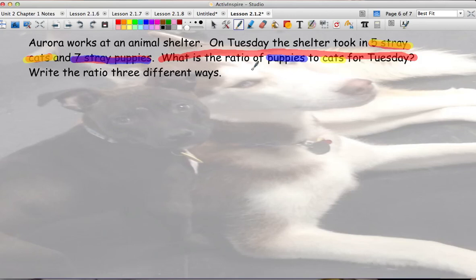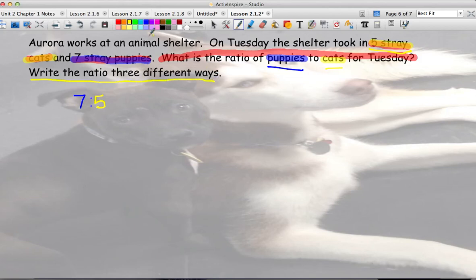So if I look at this, I know that I need to look at the number of puppies first, which was 7, and then I have to look at the number of cats, which was 5. So my ratio is 7 to 5. Then it says I need to write it 3 different ways.